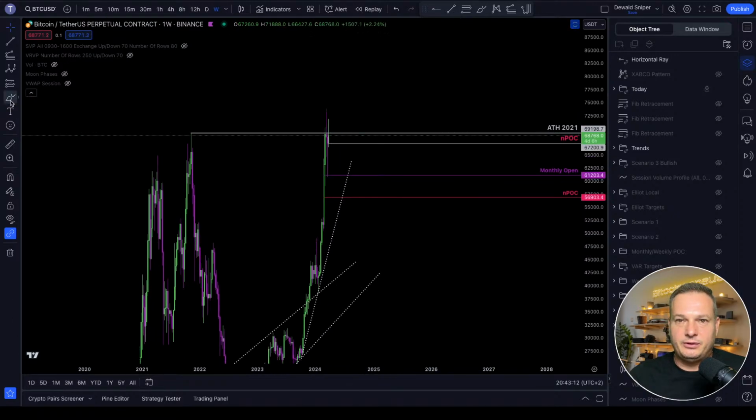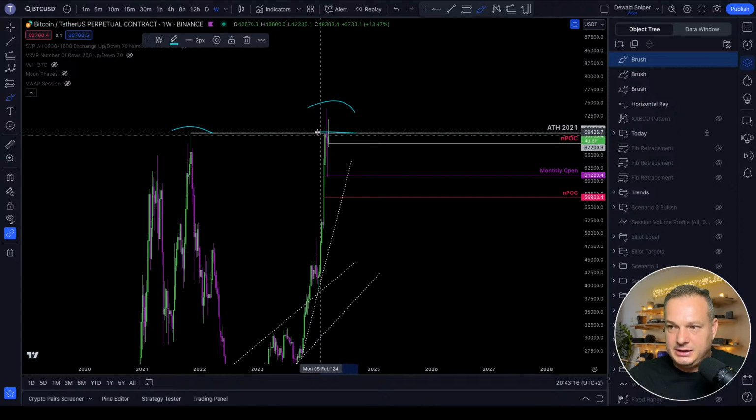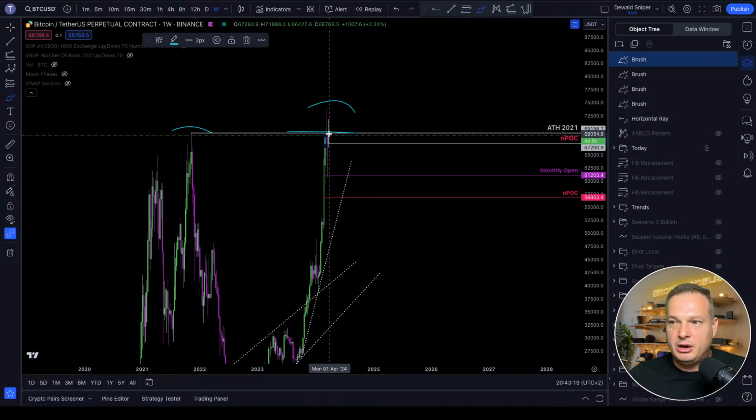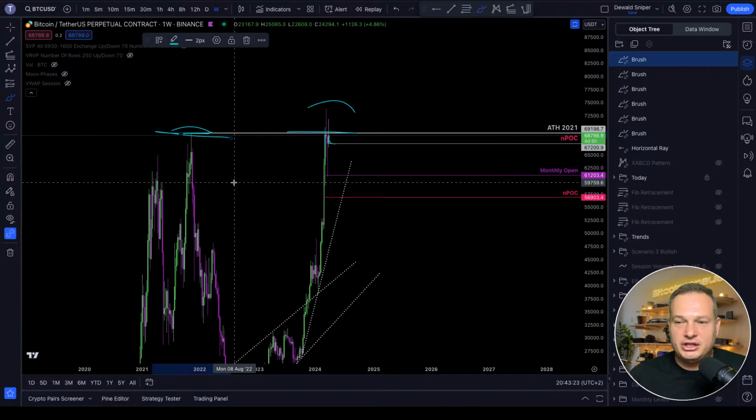What do you see? First thing I see is a double top. Okay, and I see candles closing below this high. So imagine this is a 5-minute chart. Forget that it's a weekly chart.